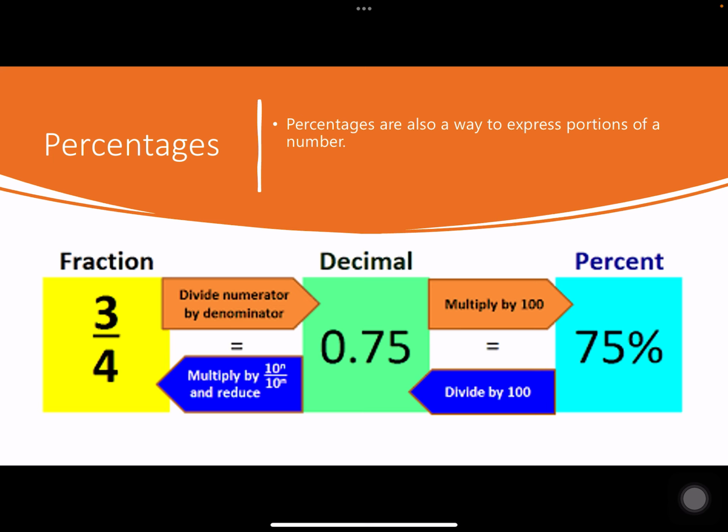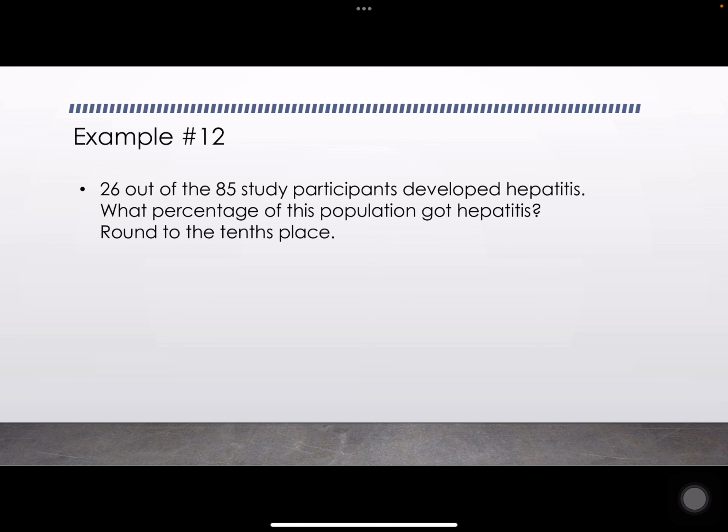Let's try some examples here. Take a moment to pause the video, read this problem, and see if you can work out how to convert this proportion to a percentage.